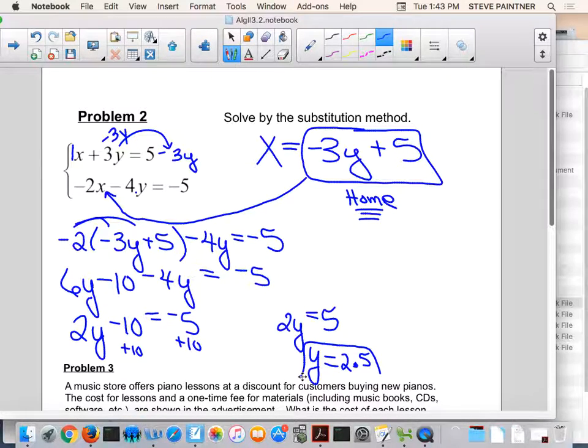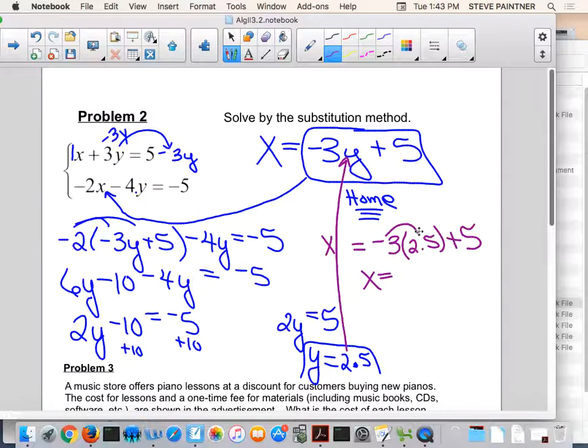That is your y value, but your x value is sitting right here. X should equal negative 3 times your y value plus 5 more. So let's put it in. It goes right here. Negative 3 times 2.5 plus 5 equals x. X equals this times this, negative 7.5, plus 5, negative 2.5. Right?